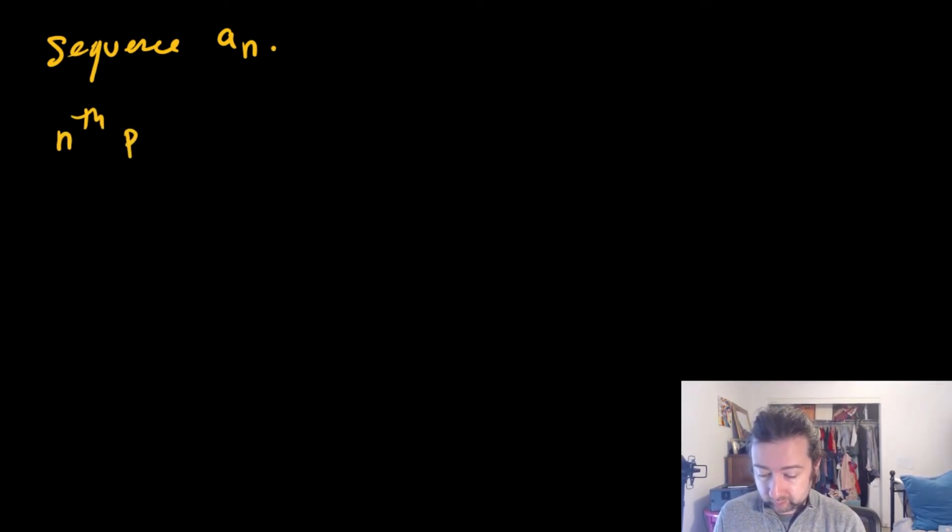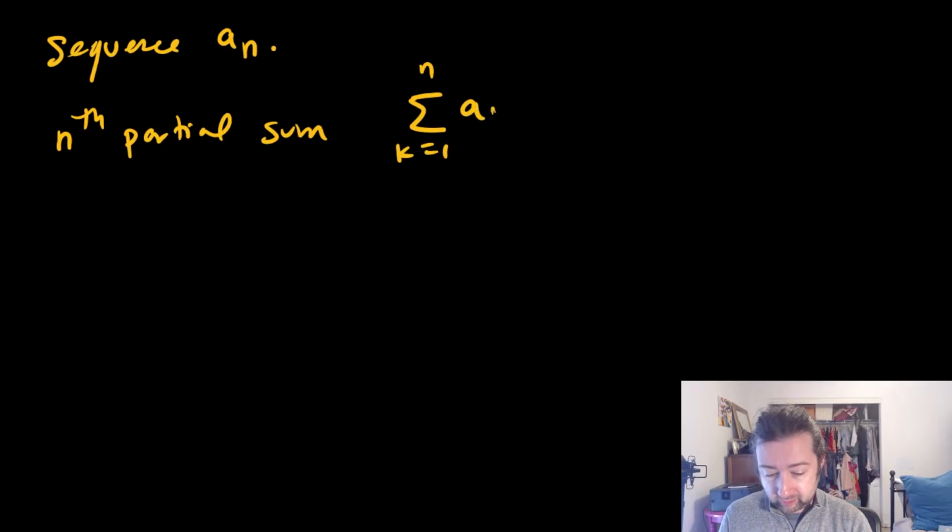So start with a sequence, an. Okay, so that's a sequence, a list of numbers. And then if we add up just a finite number of those, that's a meaningful thing. I mean, a finite list of numbers can always be added. So we can define what's called the nth partial sum. And the nth partial sum is going to be the sum, say, from k equals 1 to n of ak. That is just the first n terms of the sequence added together. And we also give this a name, which is Sn.